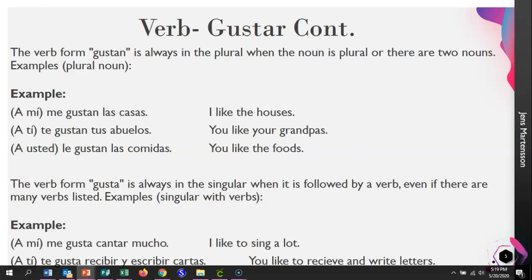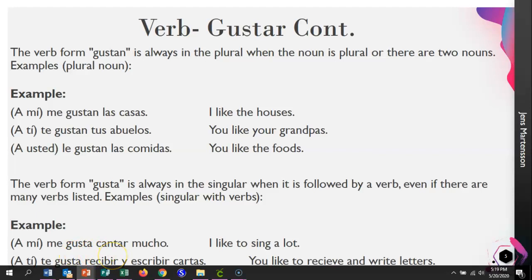Okay. So what did we say? We said that gusta is always in the singular when it is followed by a verb. So this reads, gusta cantar. Cantar is the verb. Okay, so you have to identify in this case what the verb is. Okay, on to the next.